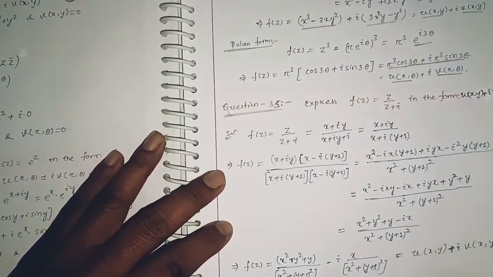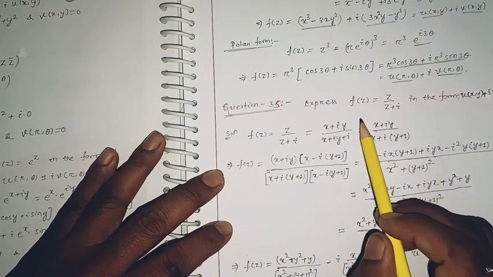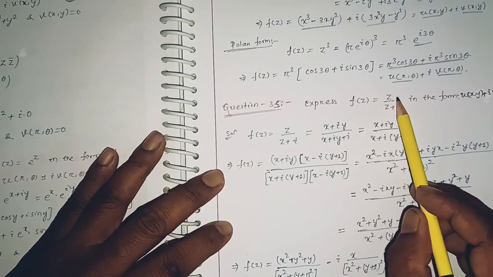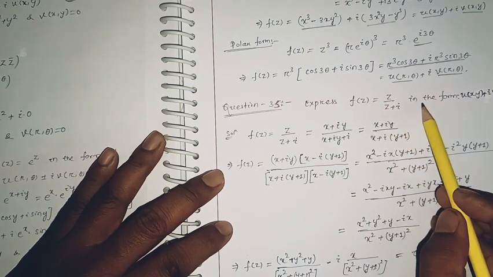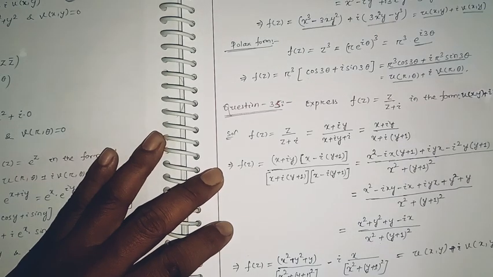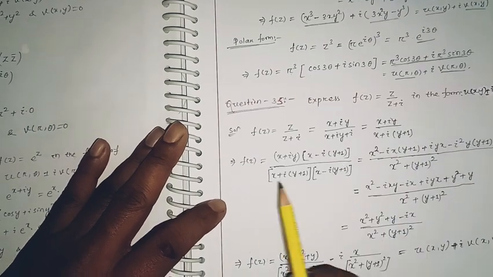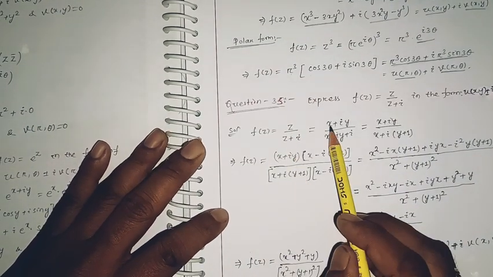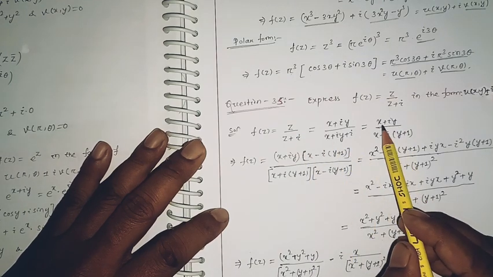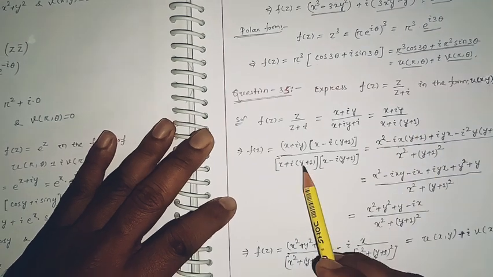Now we are going to move to the next question, number 35. Express f(z), which is given as z by z plus i, in the form of u(x, y) plus or minus i v(x, y). So instead of z, we can write x plus iy. Here also we can write x plus iy, plus i, and this can be written as i taken common, y plus 1.